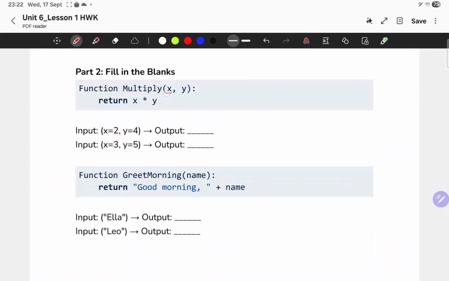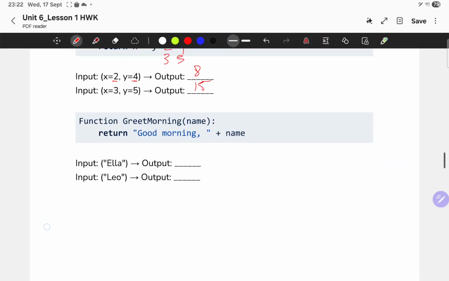This time we're accepting two numbers, x and y. So if x is 2 and y is 4, then we do 2 times 4, which is 8. 3 times 5 is going to be, yes, you guessed it, 15.